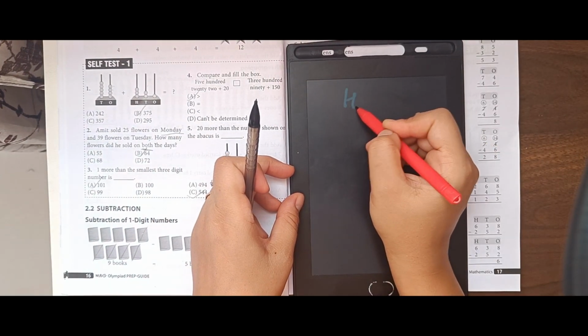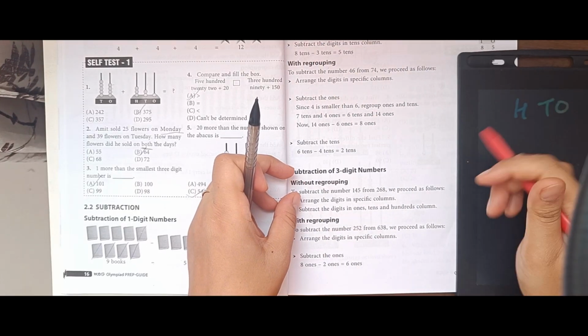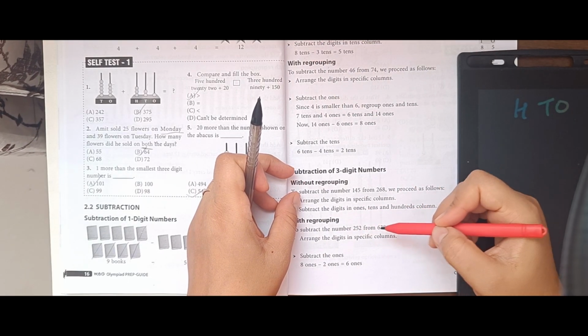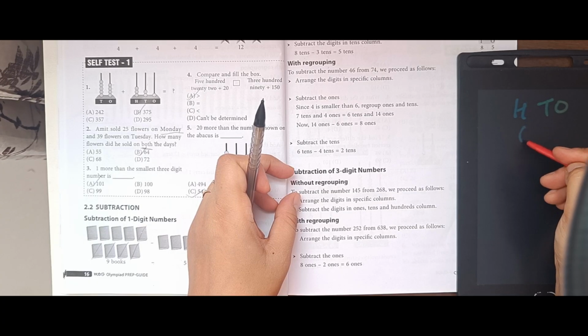Now we need to do it with regrouping, with borrow. So what do we need to subtract? We need to subtract 252 from 638.